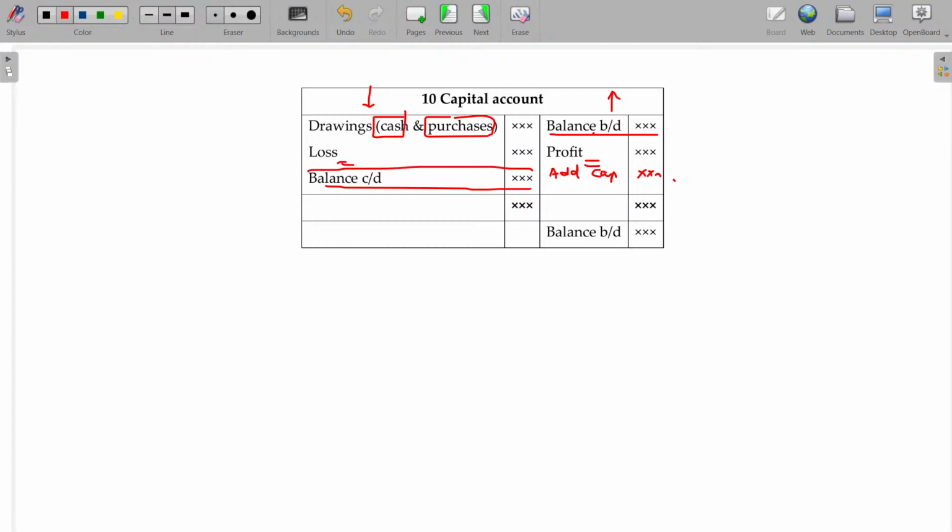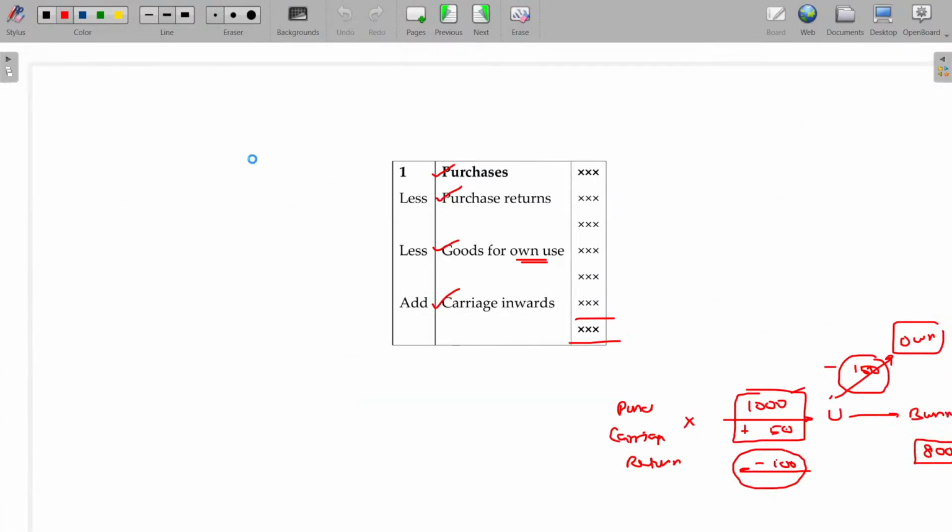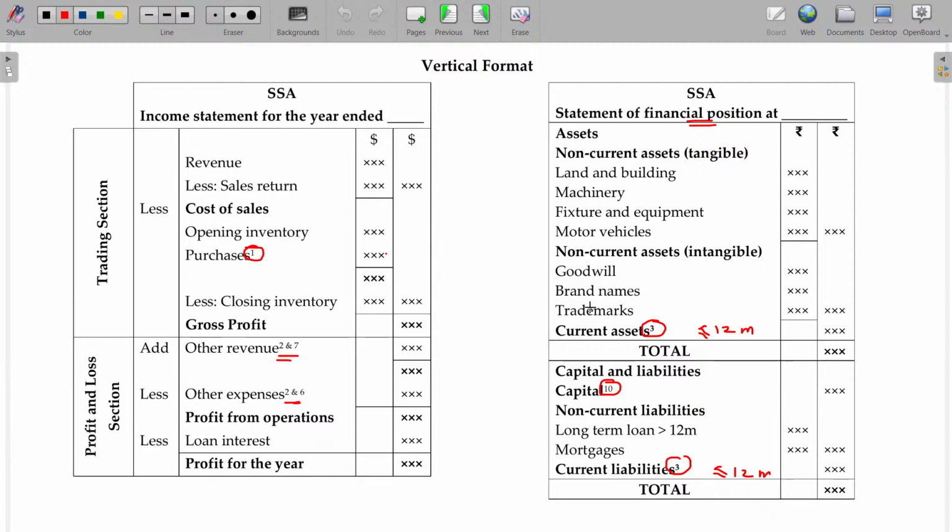After calculations, you get the figure, and it will go to the capital and liability section of the statement of financial position. Okay, under capital. Is that clear? See here. How do we get the capital here? We have studied that in the 10th working note.